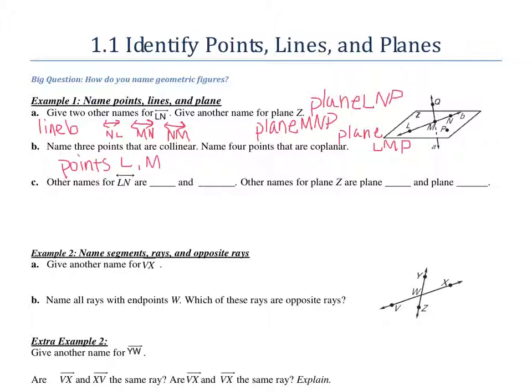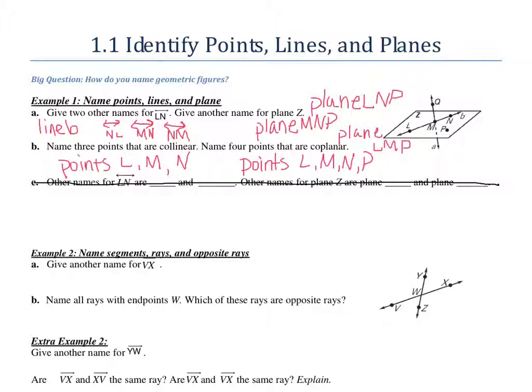L, M, and N. The next one says name 4 points that are coplanar, so together on the same plane. So we need 4 points on here. I've got L, M, N, and P. Those are my only 4 points on that plane. So points L, M, N, and P. Those are my points. Now some of you won't have C right here on your notes because I took it off a little later, but if you do, just cross it off. It's the same thing that we just did.